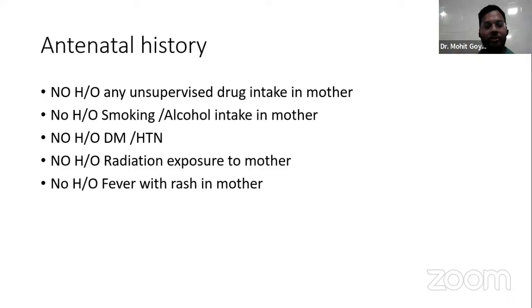Antenatal history. There is no history of any unsupervised drug intake in mother, no history of smoking or alcohol intake in mother, no history of diabetes, hypertension, no history of radiation exposure to mother, no history of fever with rash in mother. So can you tell me some drugs which, when taken antenatally, can cause problems? Some important drugs.